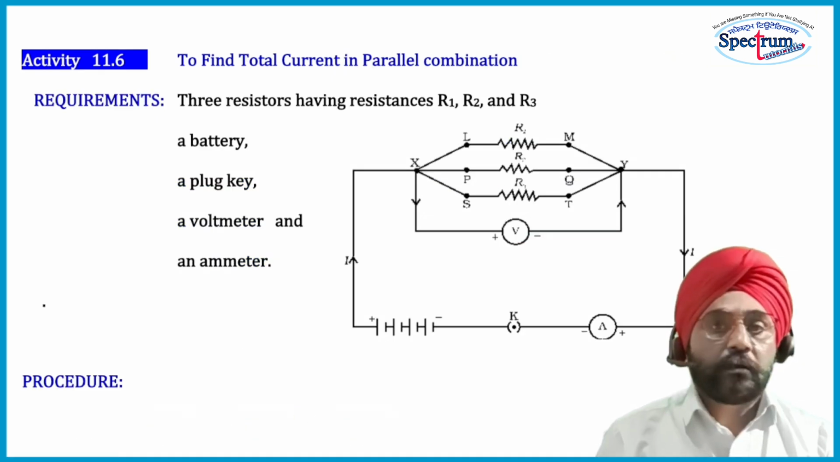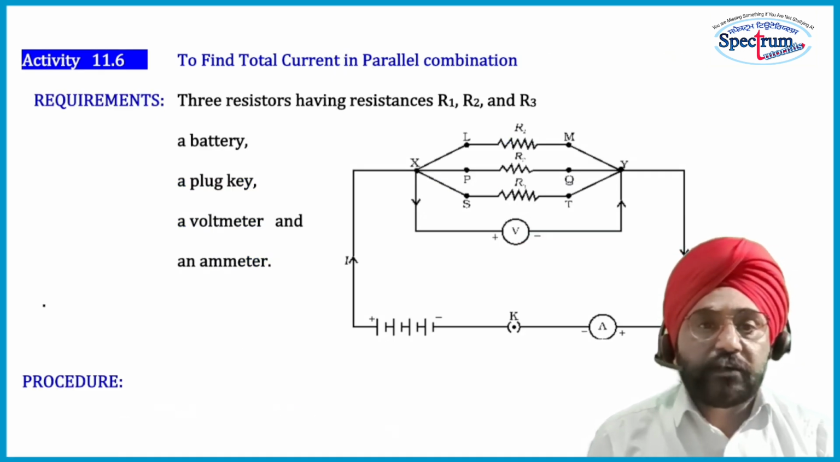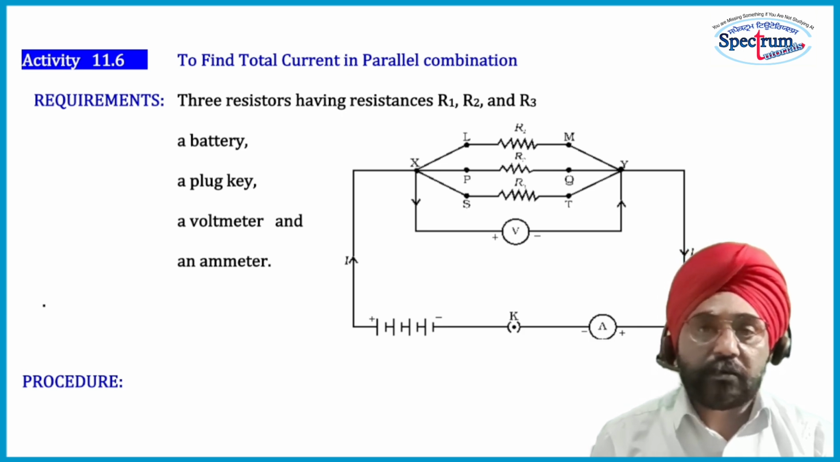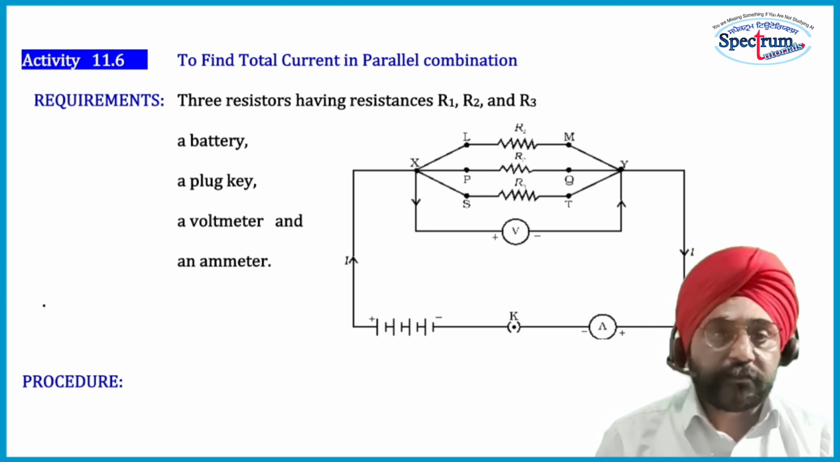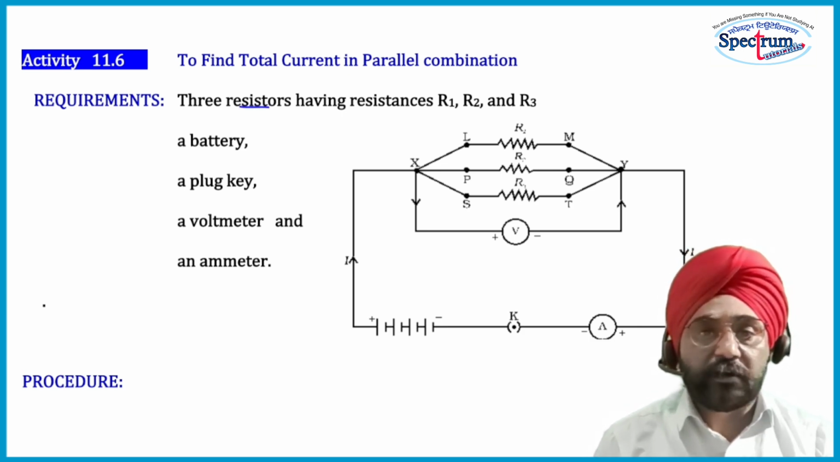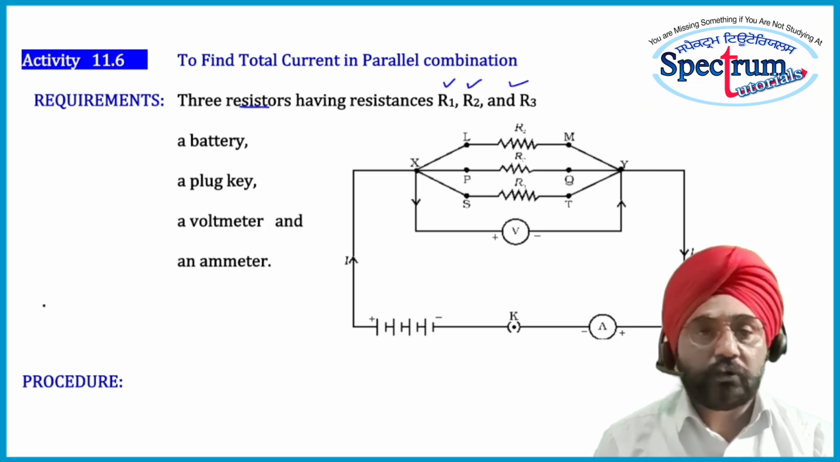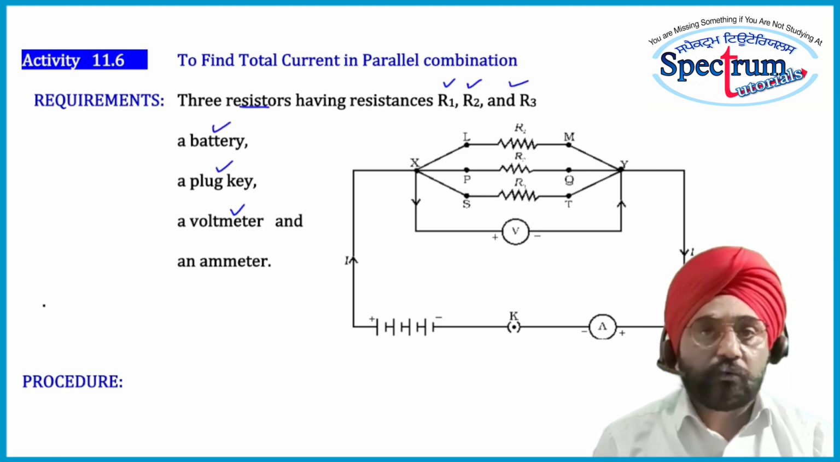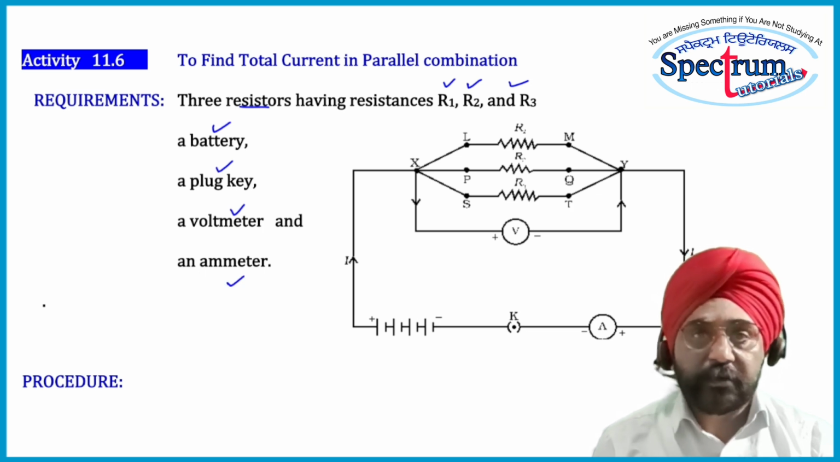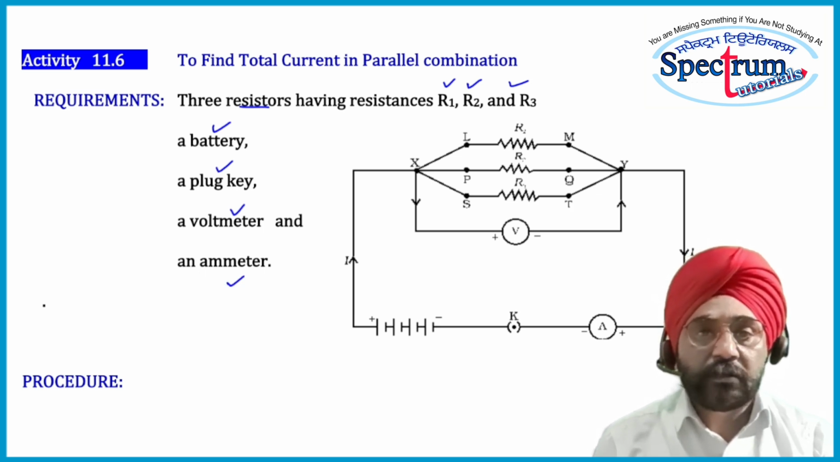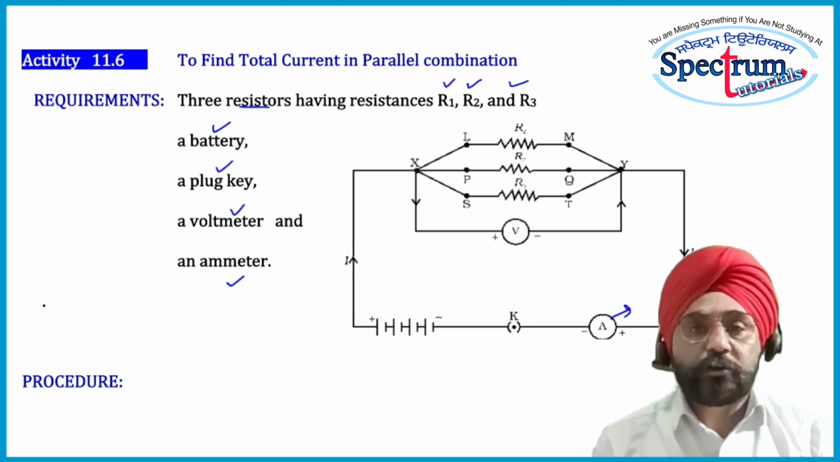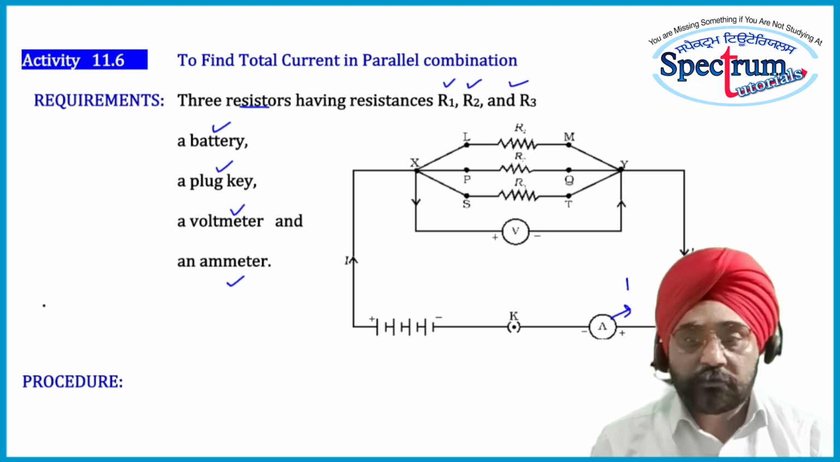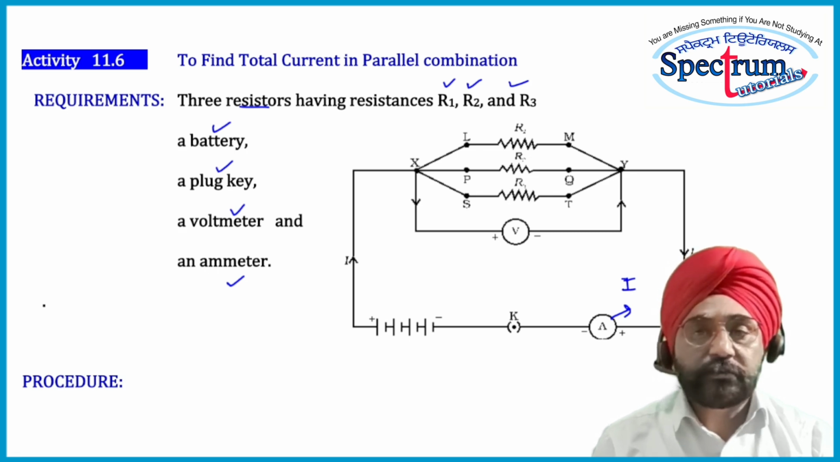R3. Activity 11.6, find total current in the parallel combination. So what we require: three resistors of different values R1, R2, R3, a battery, plug key, voltmeter and an ammeter. So we connect these components in a parallel combination as shown in the circuit diagram. So what we do, we note down the reading of ammeter. Suppose this value is I.